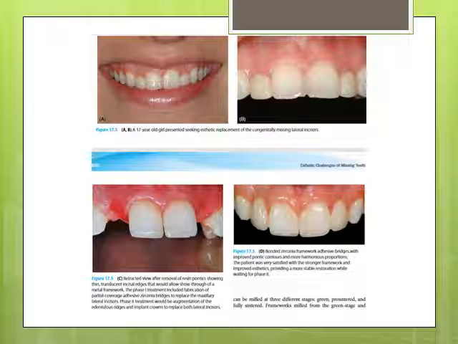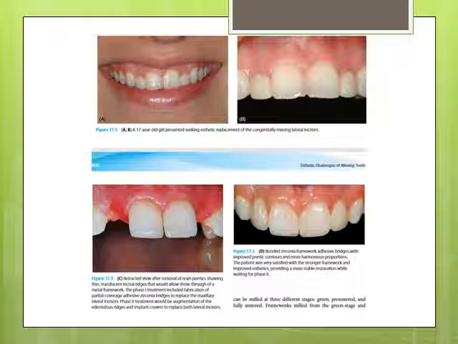As we see in picture C, retracted view after removal of resin-bonded pontics. After removal of the pontics, we see these teeth, and here the bonded zirconia in picture D, adhesive bridges with improved pontic contours and more harmonious proportion. The patient was very satisfied with the stronger framework and improved aesthetics.